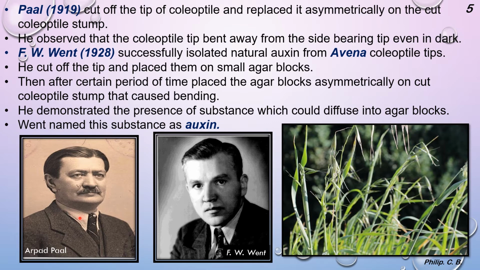Now here are the images of Arpad Paal and F.W. Went. As Went did the experiment on Avena coleoptile, what he showed is that this bending, which takes place towards the sunlight, or the phototropism which is seen, is due to a certain hormone, which he demonstrated in the experiment and named auxin.